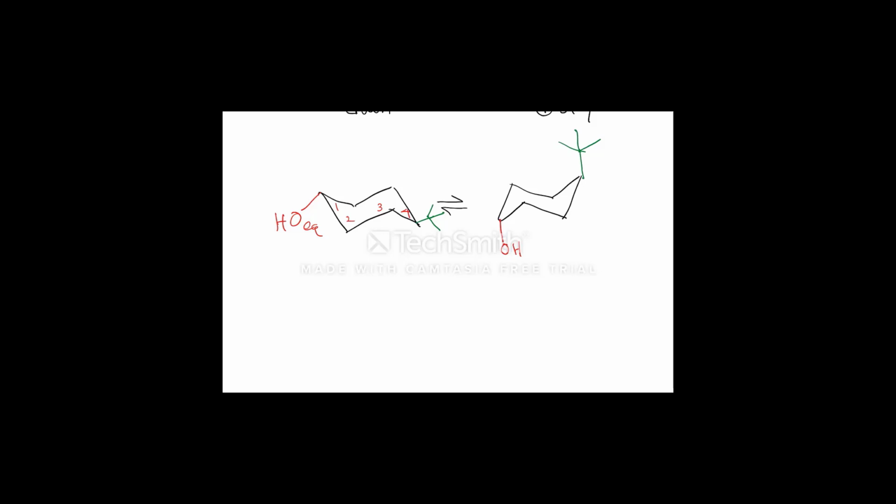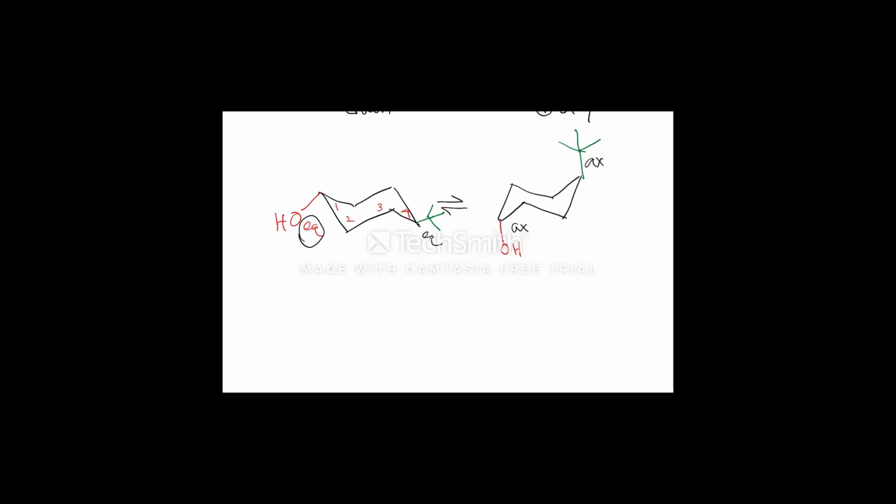So now the ring flip is done. We have to see the energy. There are a few ways to explain that. So yes, every equatorial becomes axial, and the hydroxyl that was equatorial becomes axial.